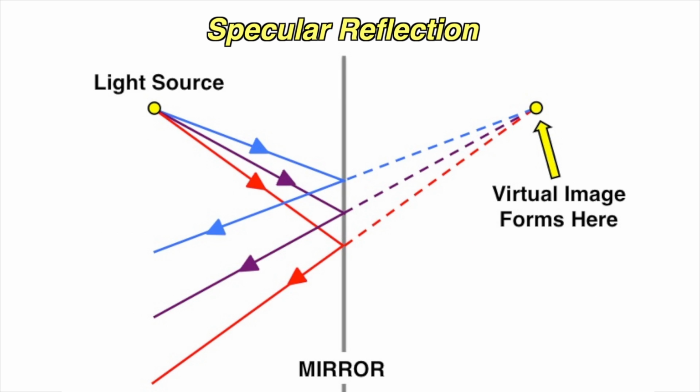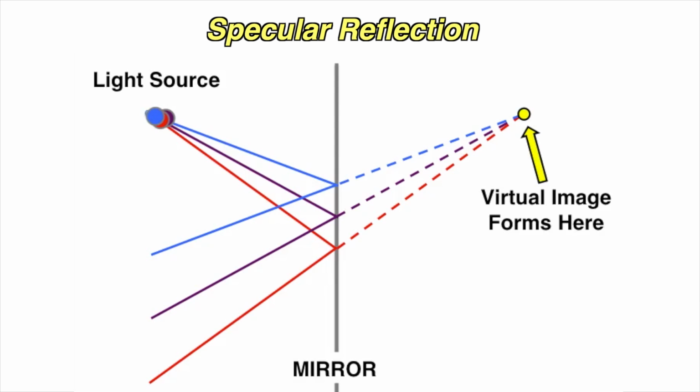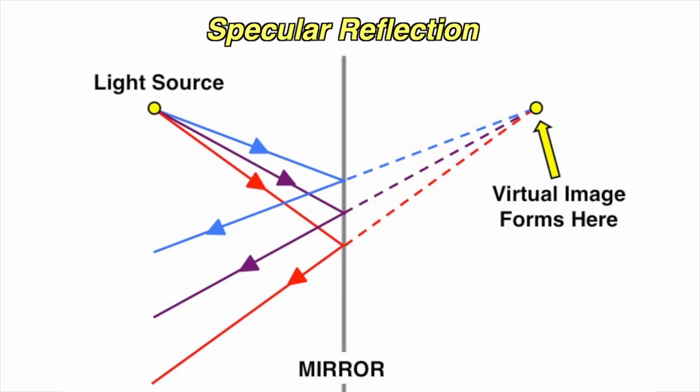We can picture the light being emitted by a source as a group of rays that spread out in all directions. The rays that hit the mirror will be reflected at the same angle as their incident angle. If we trace these rays behind the mirror, shown with dashed lines, the place where they meet is where the virtual image will form. This is the image that we see when we look into a mirror.